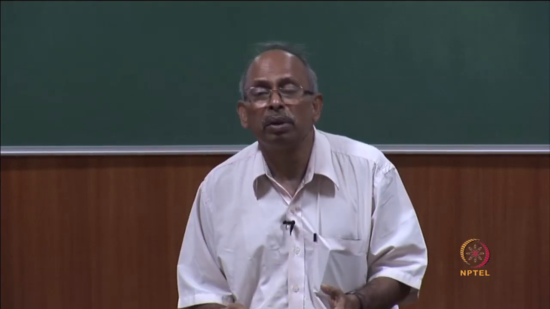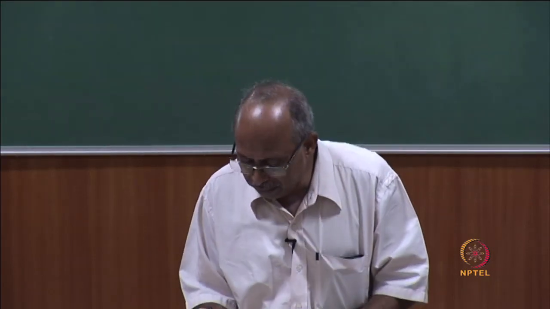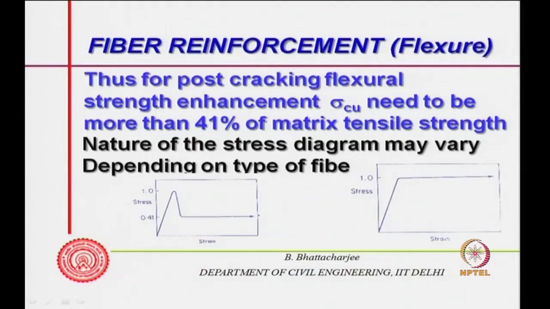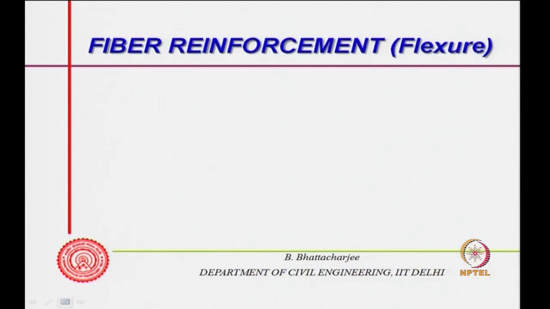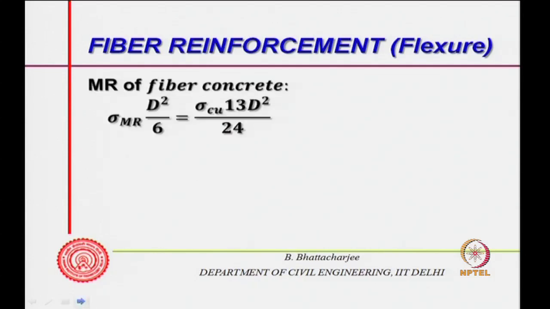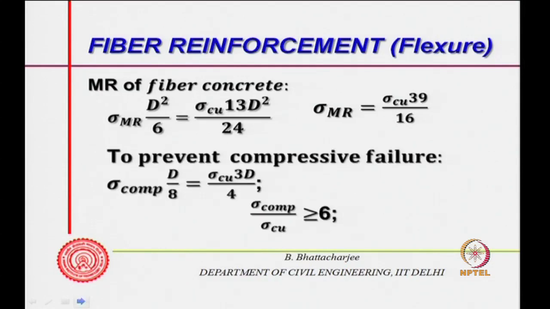Further, they can pull out, and this can reduce the strength, but even if it is 0.41, you will get the same modulus of rupture. It is something like this; you will get much better. So, that is the basic understanding of why flexural strength is enhanced in fiber reinforced concrete. The MR of fiber concrete comparison, if you see, is what I was just telling you.